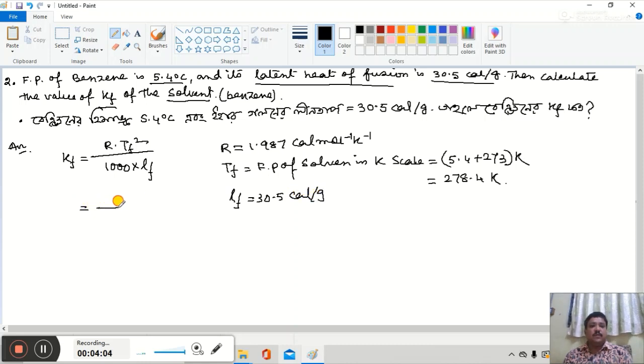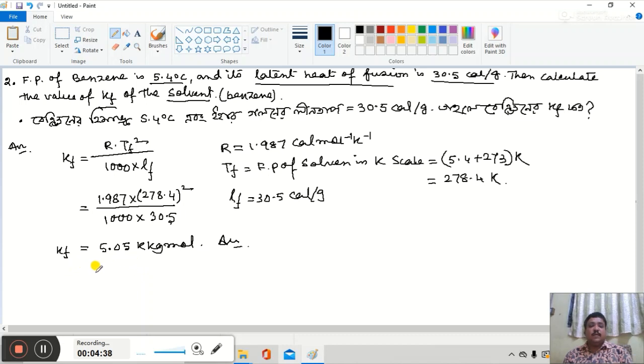Putting this value, we obtain 1.987 into 278.4 whole square by 1000 into 30.5. By calculation, we get Kf is 5.05 Kelvin kg mole inverse. This is the answer of the second question. So the value of Kf for benzene is 5.05 Kelvin kg per mole.